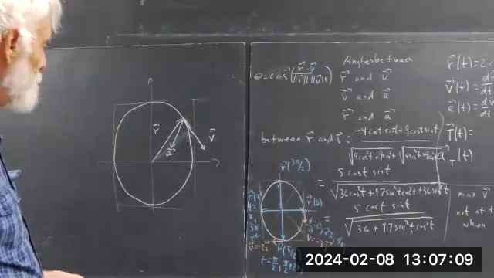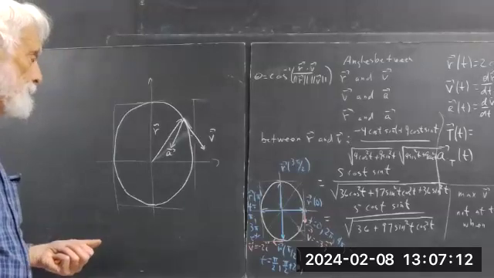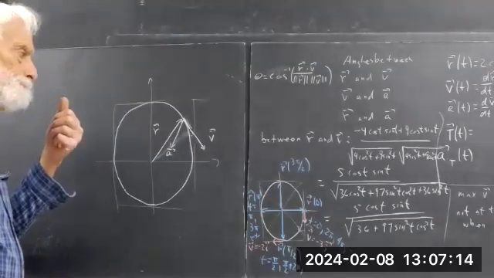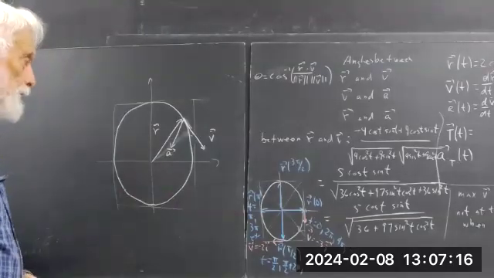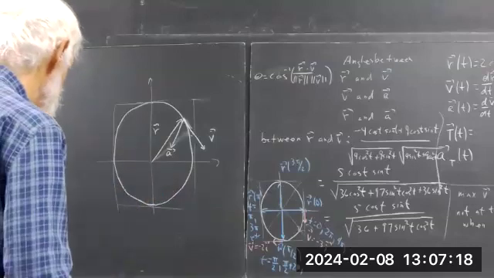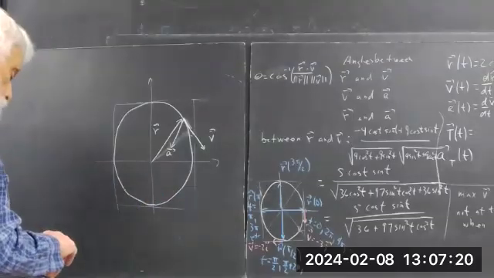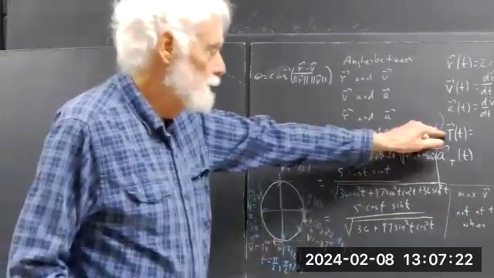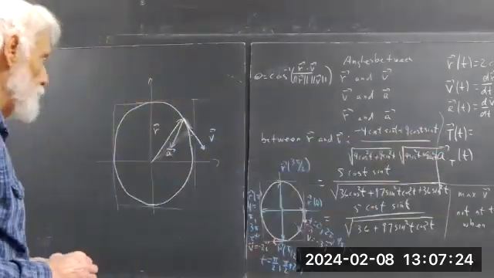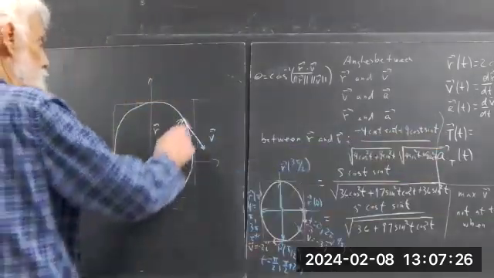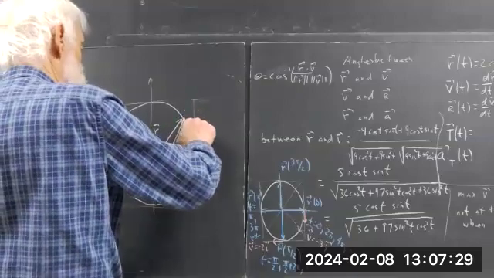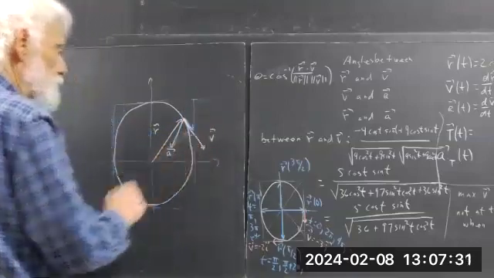With velocity. Okay, that's just a calculation. What we want to look at is first the unit tangent. Okay, the unit tangent vector is just a unit vector in the direction of V.